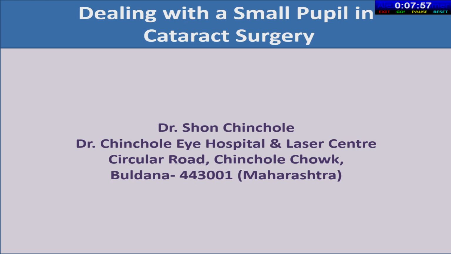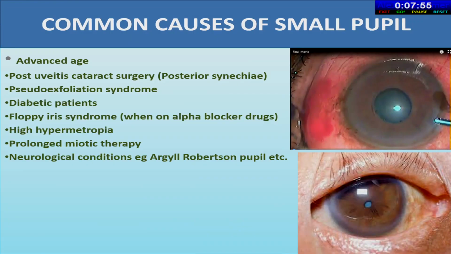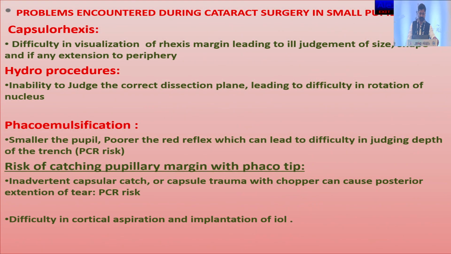Dealing with small pupil in cataract surgery, the common causes for small pupil are advanced age, post-uveitic cataract, pseudoexfoliation syndrome, diabetic patient, floppy iris syndrome, high hypermetropia, prolonged miotic therapy, and neurological conditions.